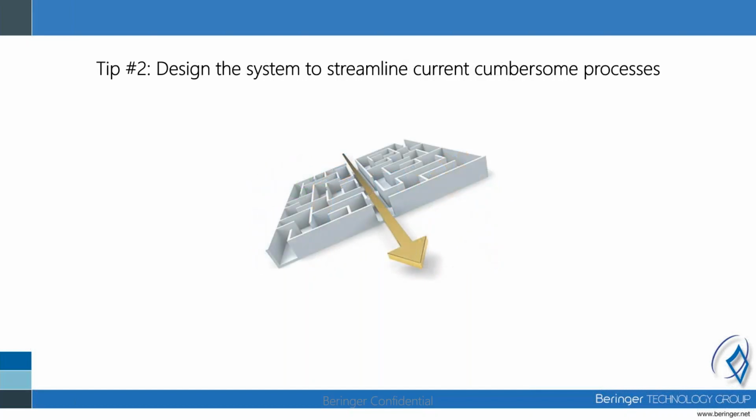Tip number 2, design the system to streamline current cumbersome processes. Take the time to clearly understand your business processes and redesign them to simplify and streamline your employees' work. Replacing tasks currently done on paper with digital processes that take just as much time won't win over your users. Design a system that will help employees accomplish more in a day with fewer headaches. Your implementation partner should be familiar with your industry and provide best practice examples to guide your workflows and business processes.